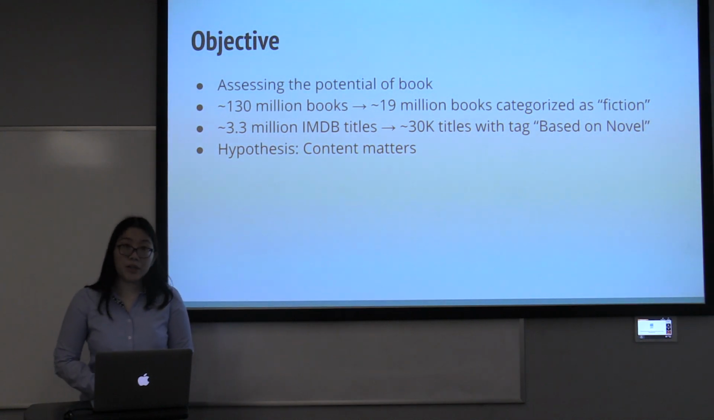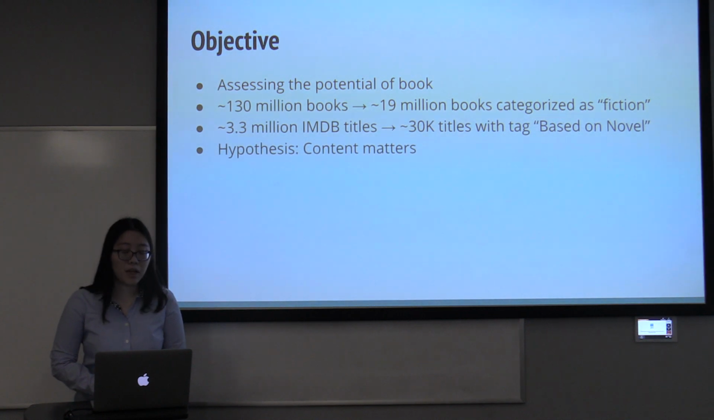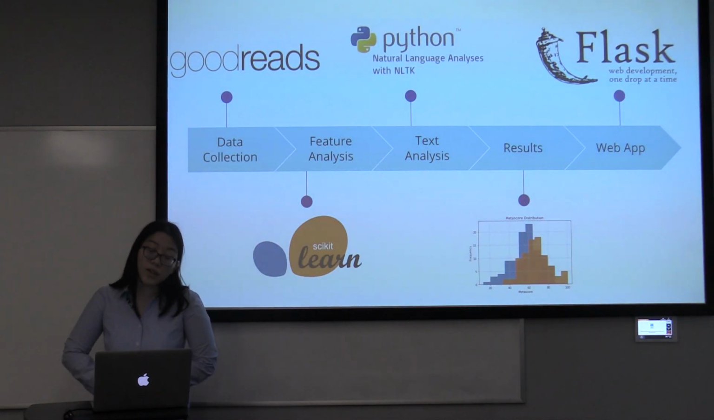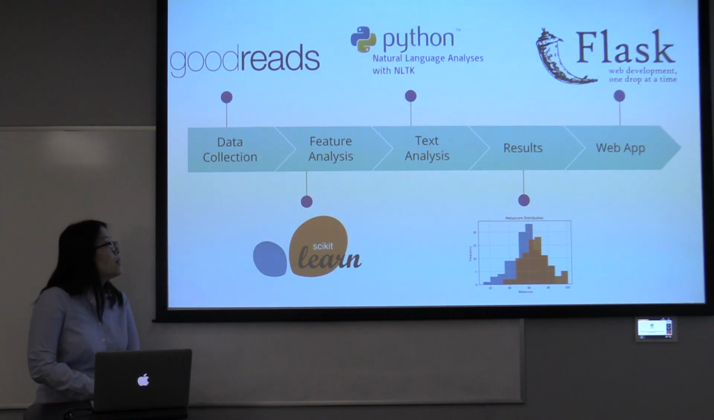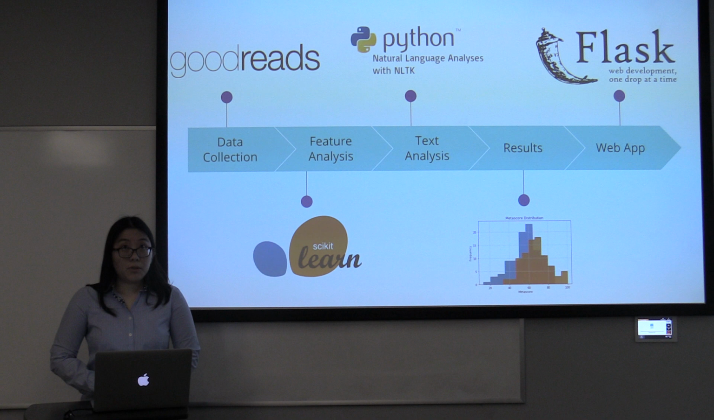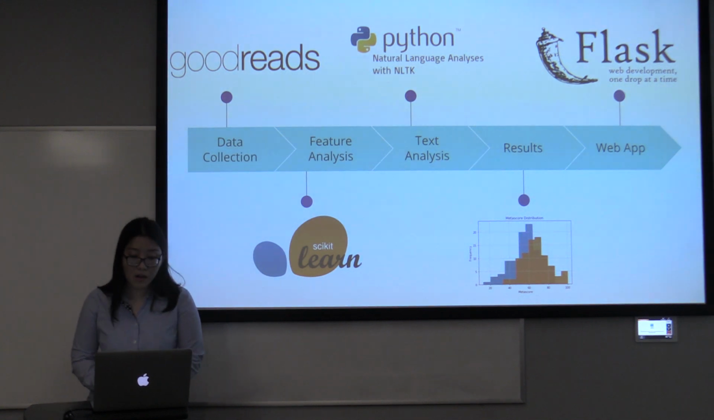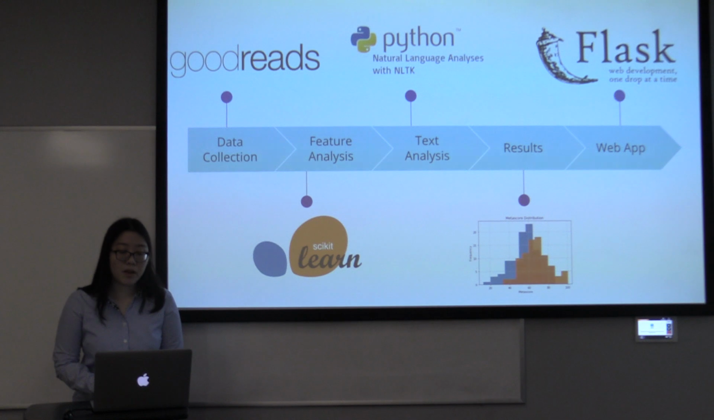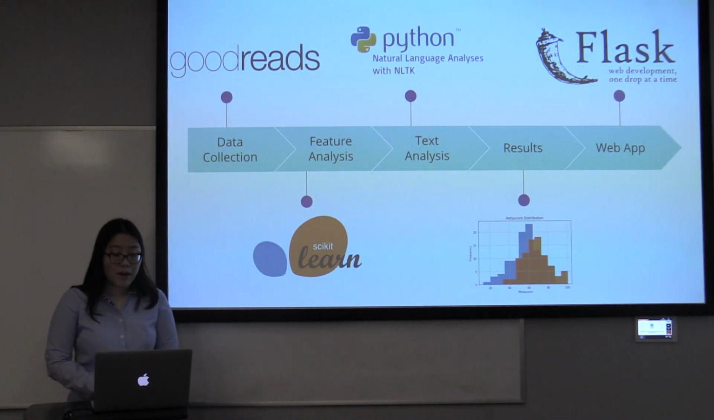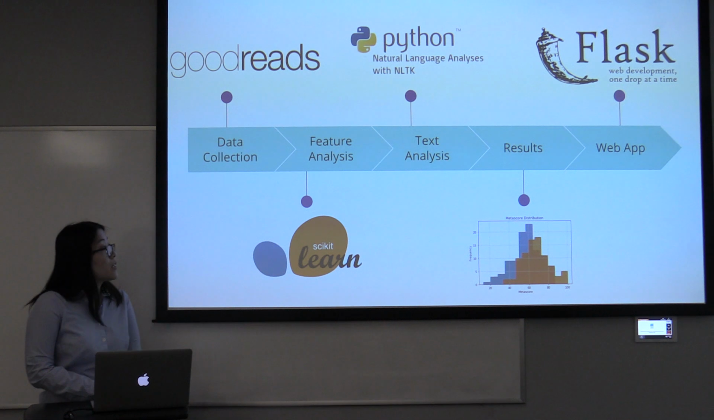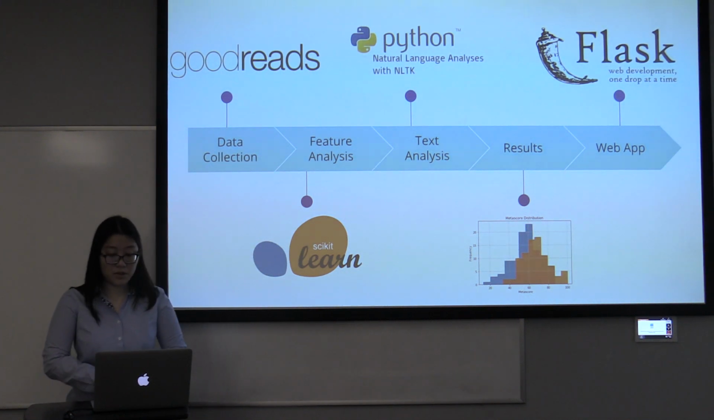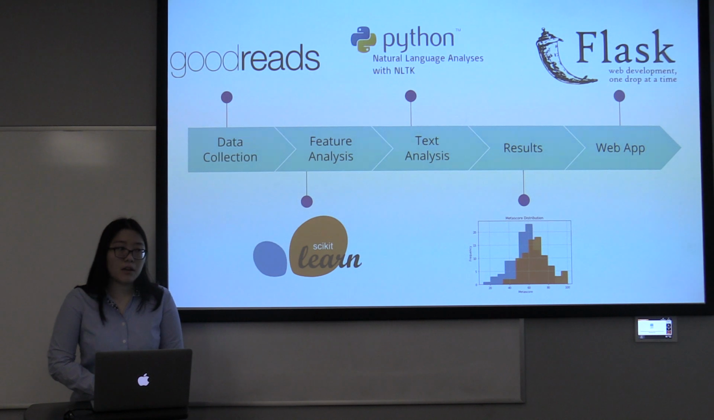Setting aside my bias, my intuition was that content mattered, and I documented the steps I took to test my hypothesis. My data was collected from the Goodreads website, and based on the information I gathered from that, my feature and text analysis relied on using the scikit-learn and the Natural Language Toolkit packages. Then, after looking at some results, I tied it all together in an interactive web application to showcase my findings.